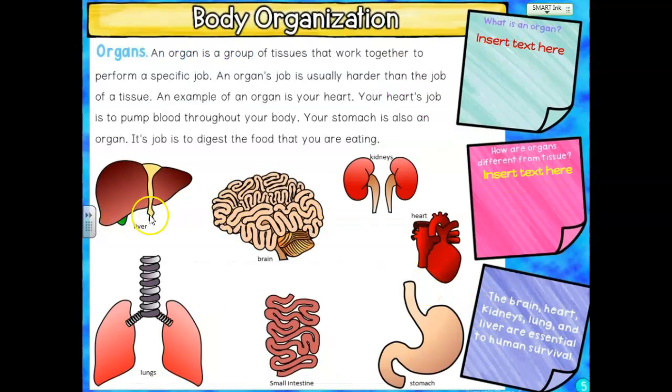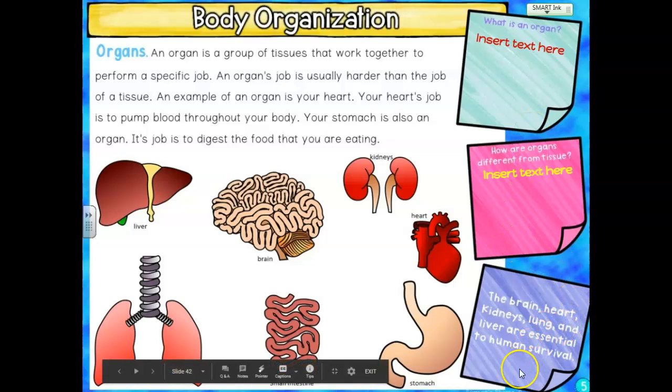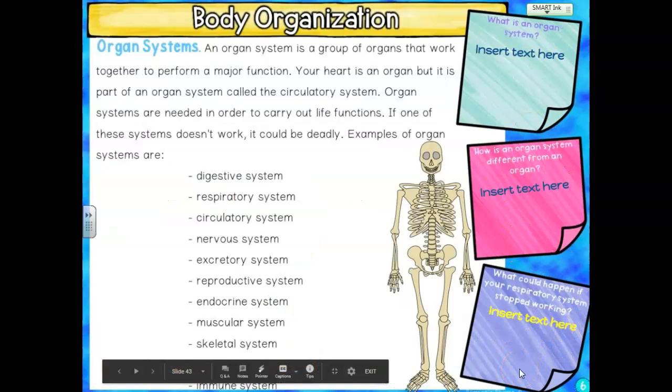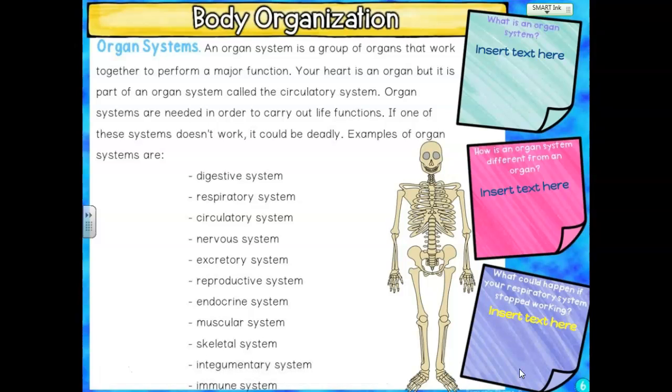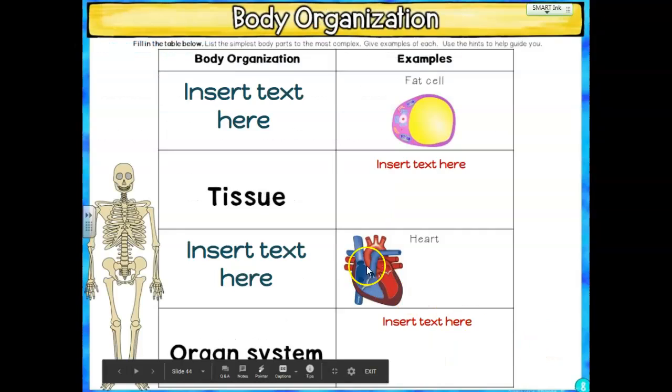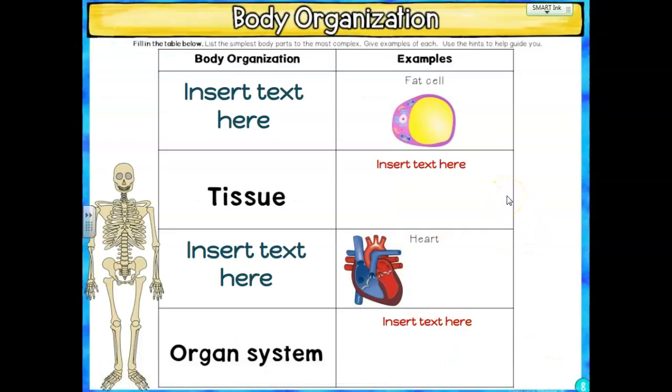This one talks about the different organs. There's only 2 questions here, and it goes over the different organs that are essential for survival. This slide goes over all of our organ systems, and we answer these 3 questions. And then this slide is about body organization. So it says list the simplest body parts to the most complex and give examples of each.